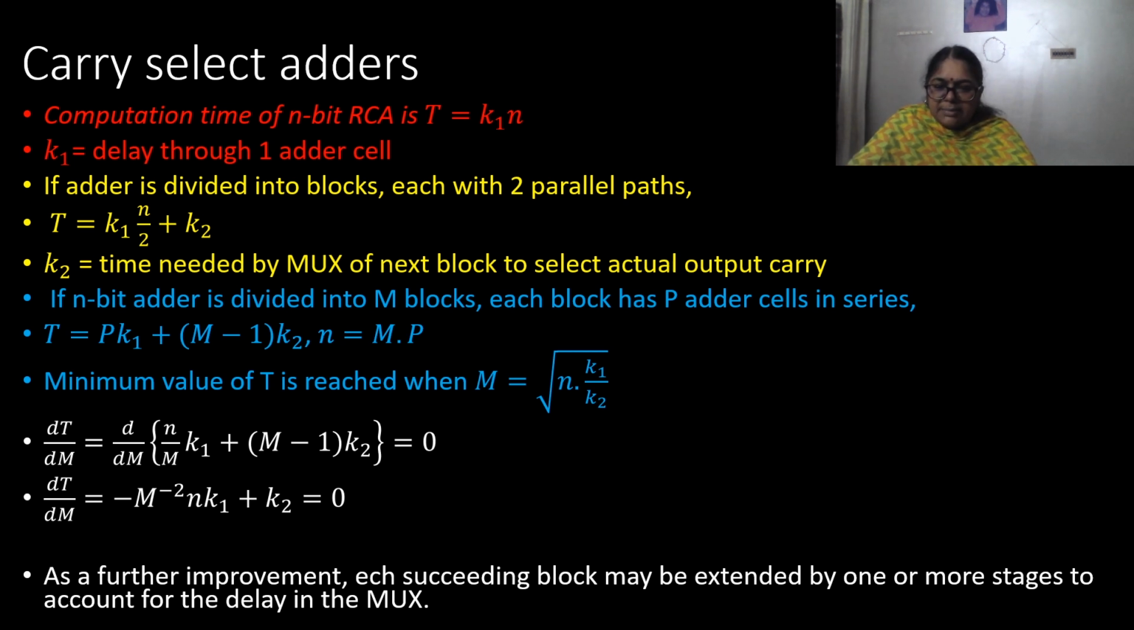the delay of the multiplexer of the previous block, and thus by the time the second block multiplexer is going to generate its output, in the third block 3 adder cells would be ready with their outputs, and then the multiplexer of the third block would select its outputs. So, as an improvement, what we can do is that in each succeeding block, the number of adders may be increased.